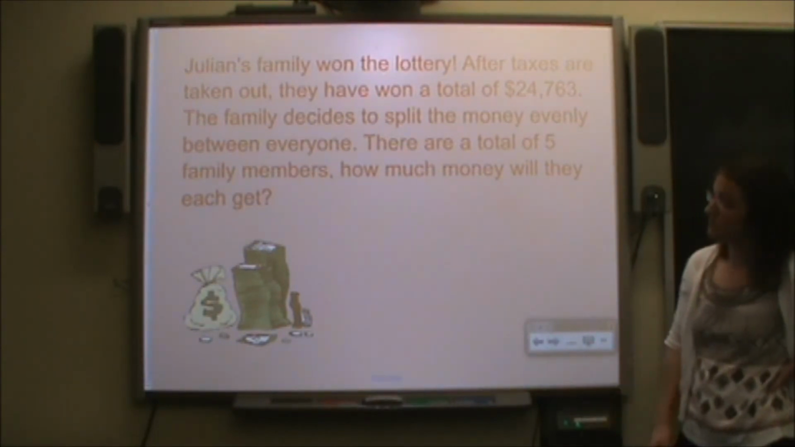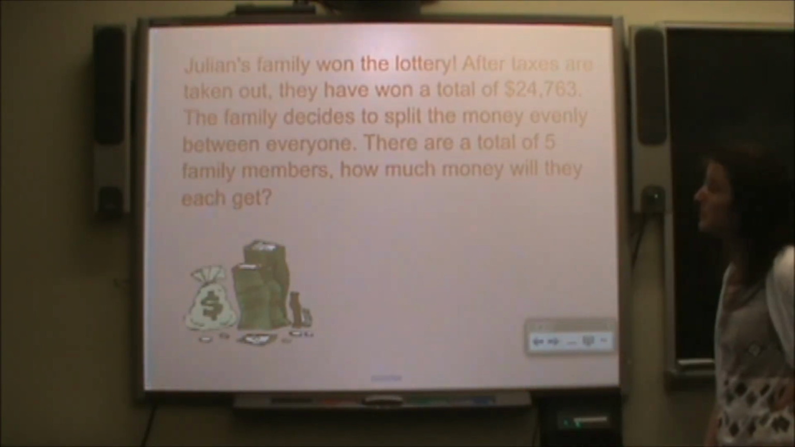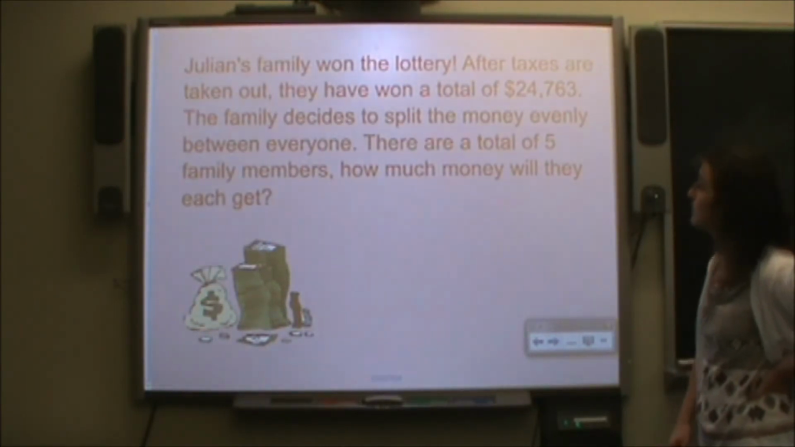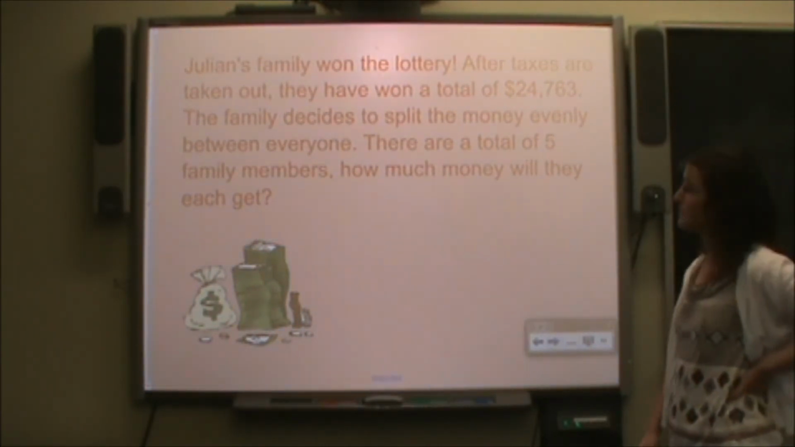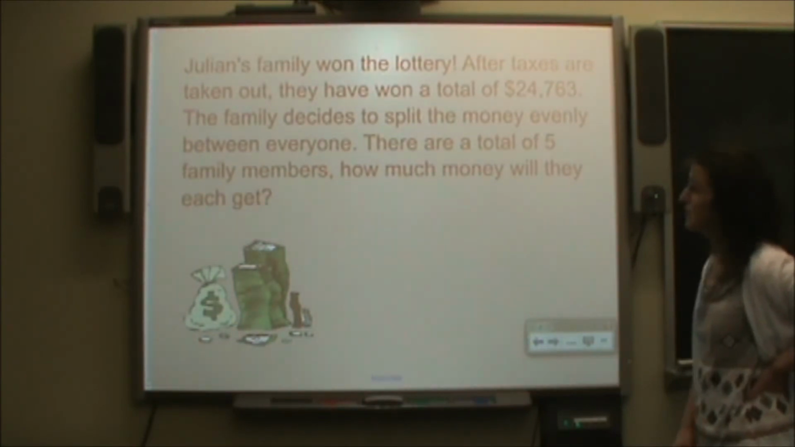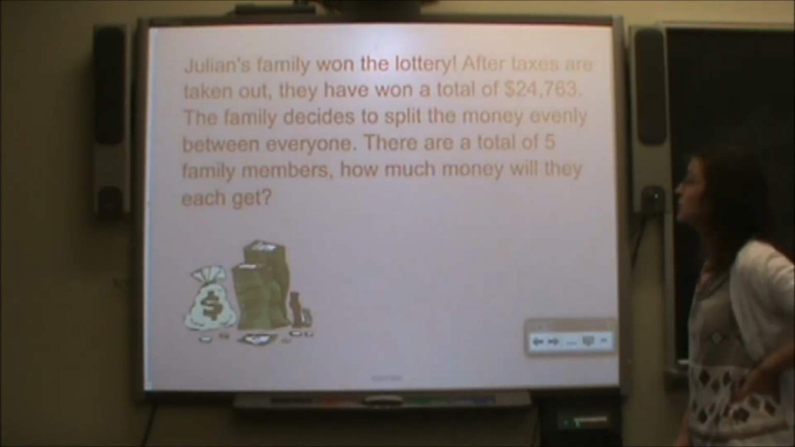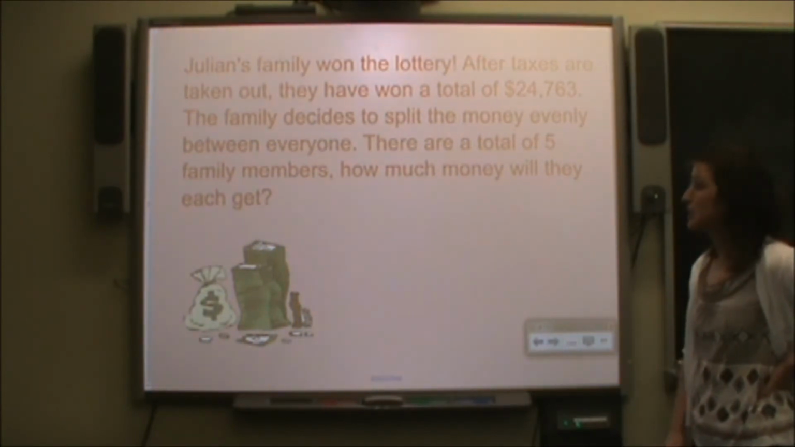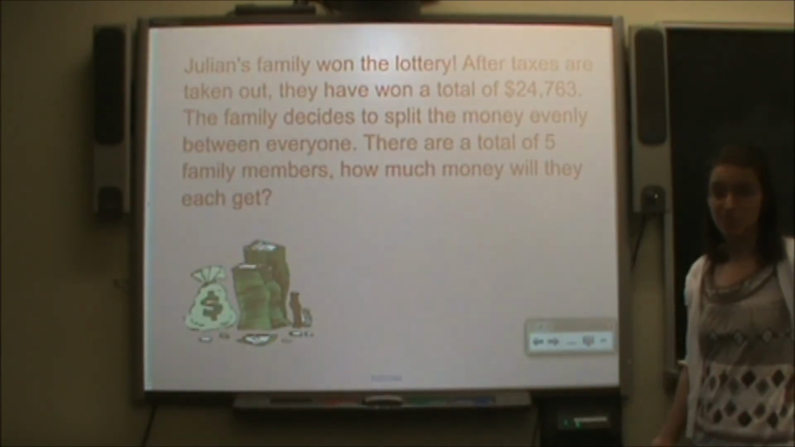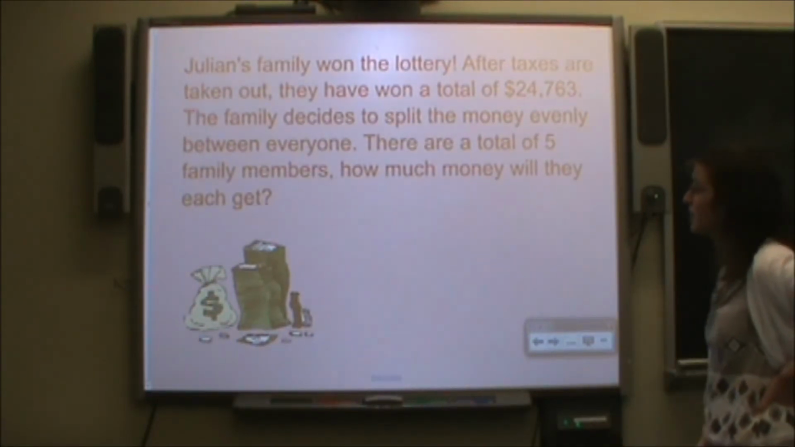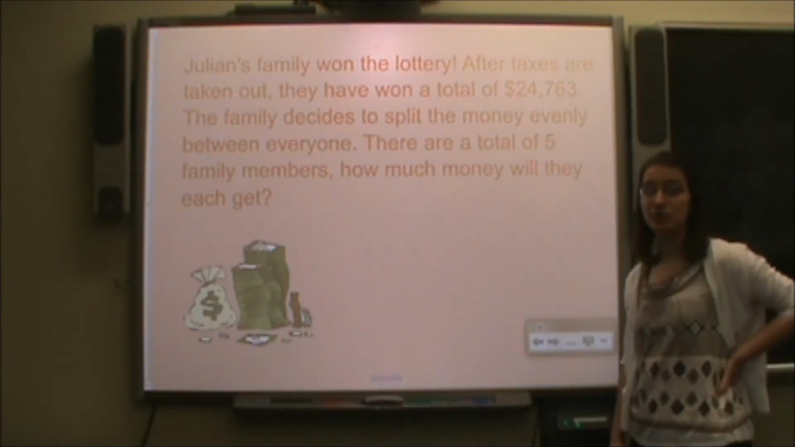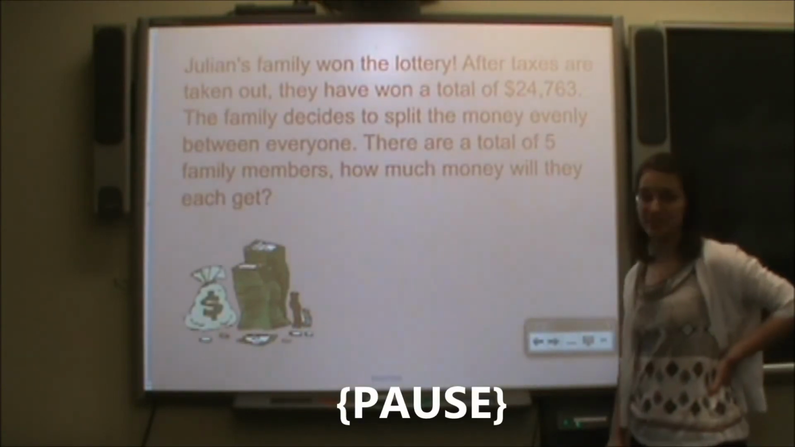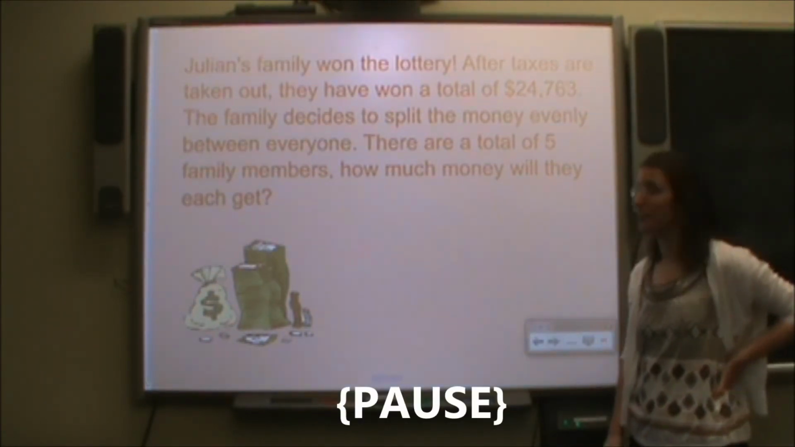We're going to try a word problem now. Julian's family won the lottery. After taxes are taken out, they have won a total of $24,762. The family decides to split the money evenly between everyone. There are a total of 5 family members. How much money will they each get? So you're going to pause the video, write out the division problem that's going to represent this word problem, and then you're going to use the partial quotient equation or algorithm to find the answer. Pause the video and do that now.